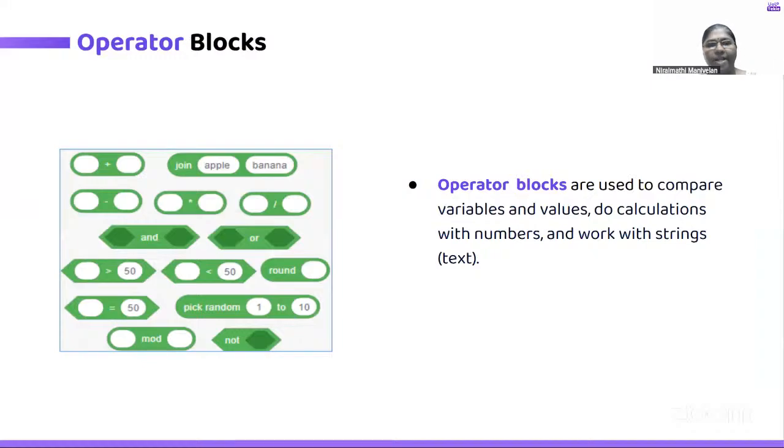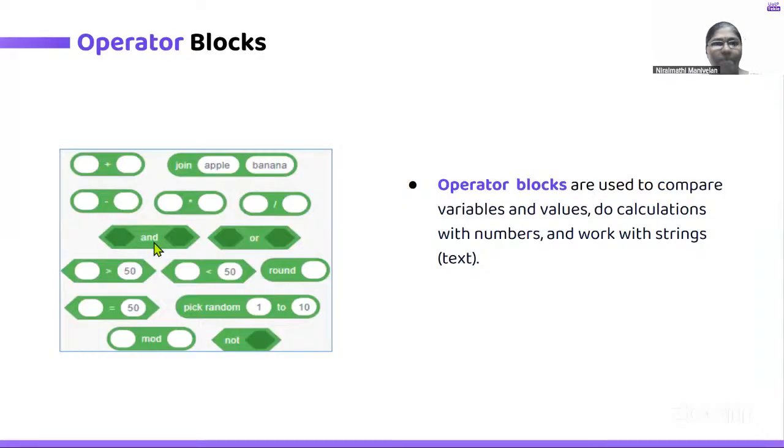Okay. So this is the operators block. Sorry, my screen suddenly hung. Sorry for that. Operators blocks are used to compare variables and values, do calculations with numbers, and even work with strings. So we can join two strings. Here you can see this is for addition, subtraction, multiplication, division, then joining two strings. Join means it will concatenate the strings. Apple banana means it will join apple banana. If you give join hello world, it will join hello world.